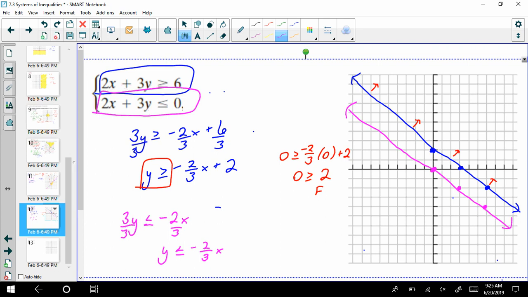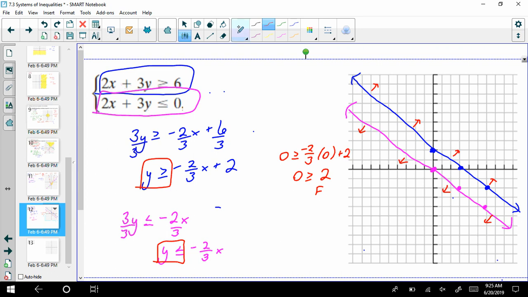And now let's figure out its shading. If I look at where I got y alone, I want y to be less than, which would mean less than the line, or below it. Or you could do a test point to figure that out.